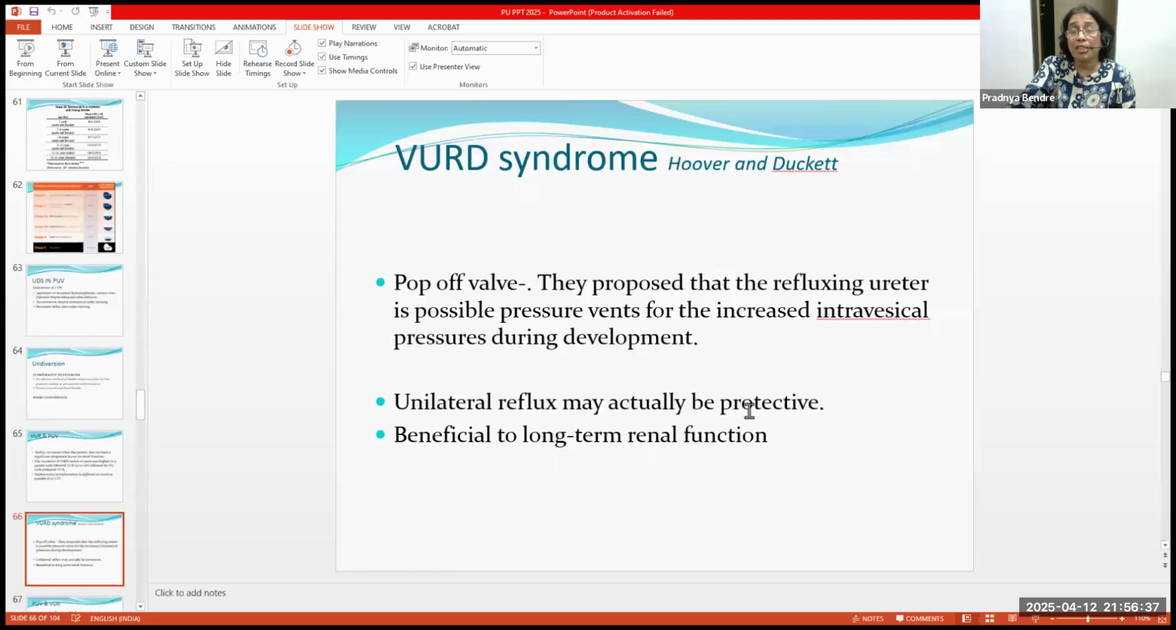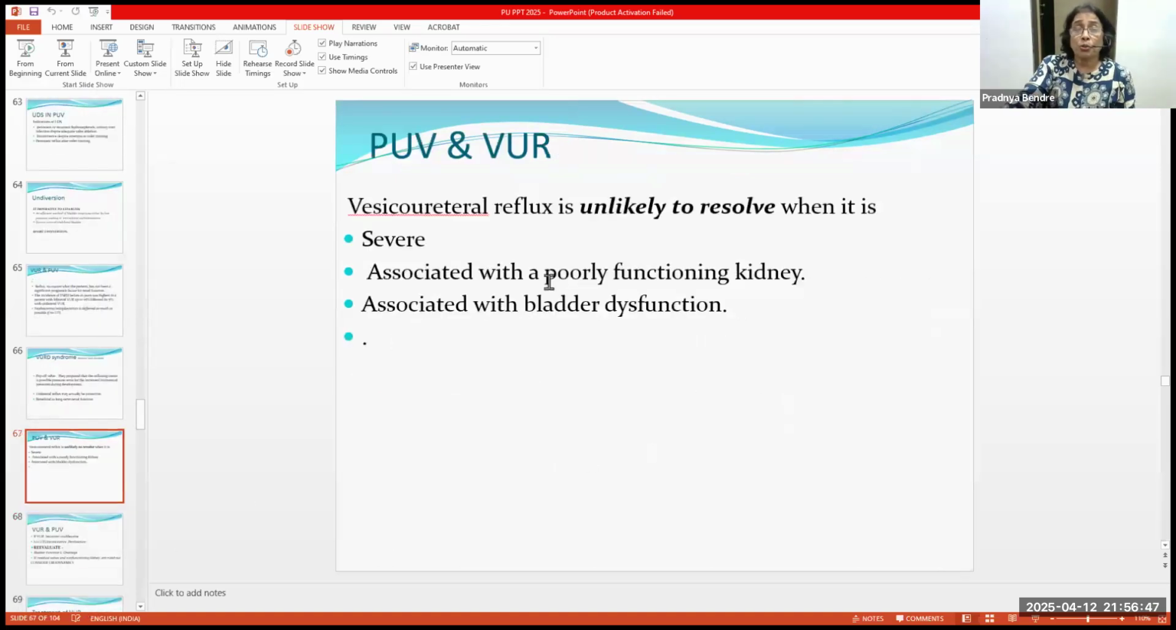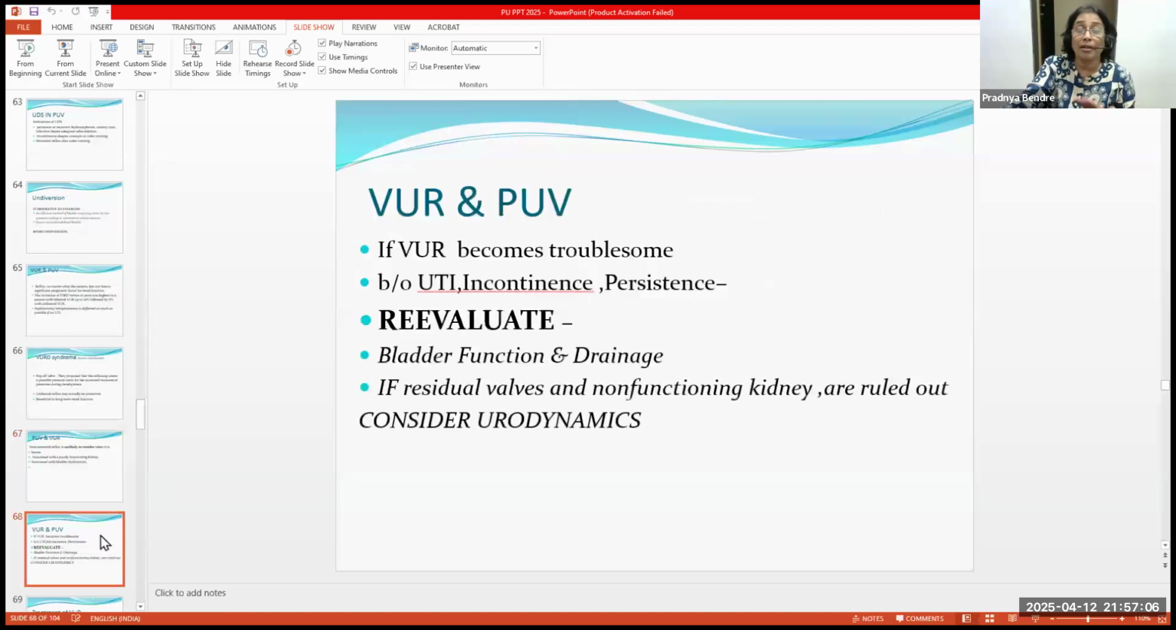So unilateral reflux may be protective and may be beneficial for long-term renal function, but this second statement is again debatable. When VUR doesn't resolve, if it is a poorly functioning kidney, generally the reflux doesn't disappear. And if it is associated with bladder dysfunction, so in spite of adequate valve ablation VUR is not disappearing, then you need to find out about the bladder. And if VUR is not gone, not regressing, and if it is becoming troublesome, then you need to tackle it.